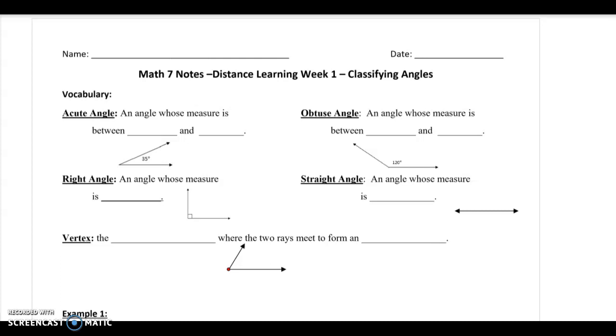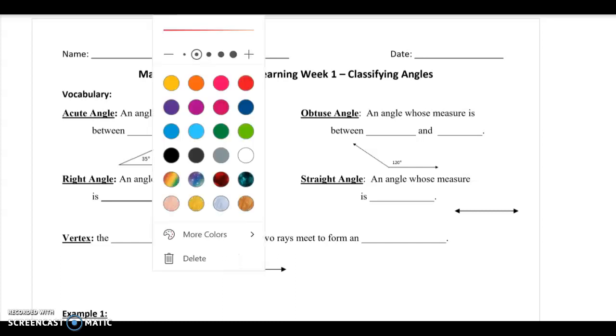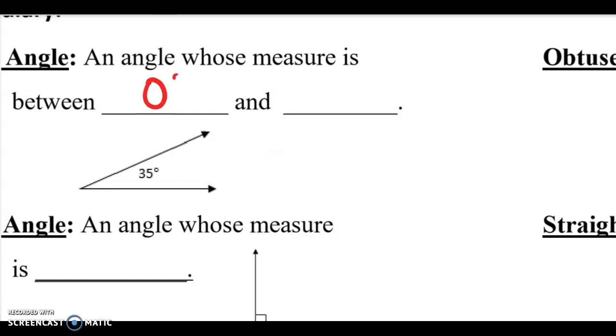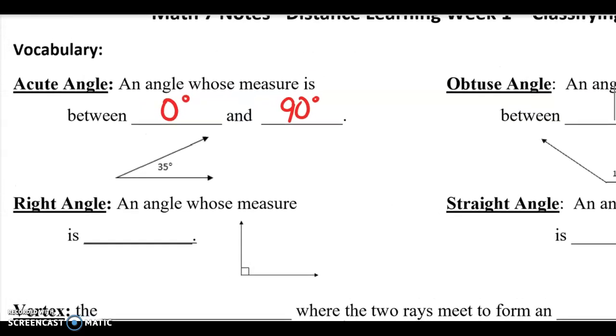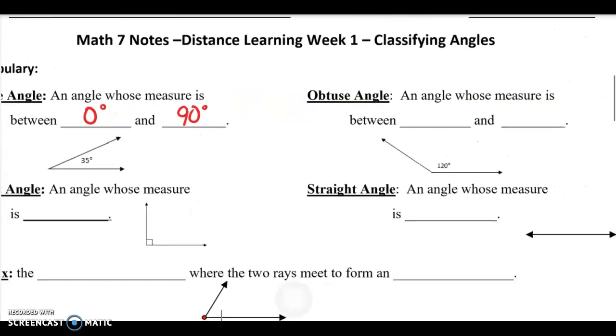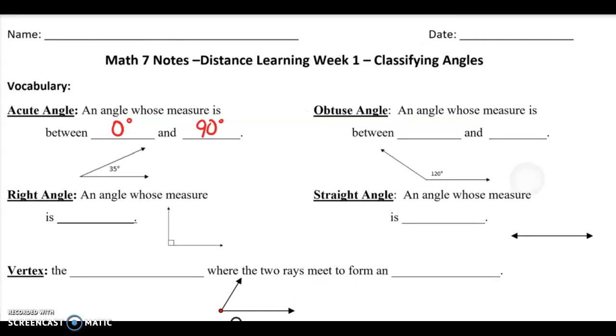So acute angles are angles whose measurement is between 0 degrees and 90 degrees. You can see our example right there of an acute angle, 35 degrees. An obtuse angle is an angle whose measurement is between 90 degrees and 180 degrees.